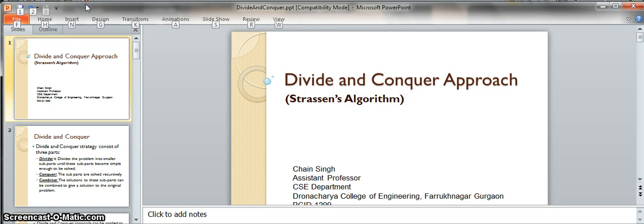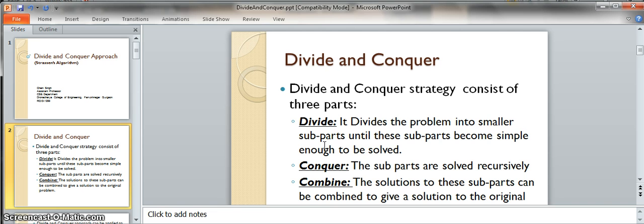In this lecture, we will try to understand Strassen's algorithm based on the idea of divide and conquer. Divide and conquer is a top-down technique for designing algorithms. This technique consists of three parts. The first one is divide. It divides the problem into smaller subparts until these subparts become simple enough to be solved.